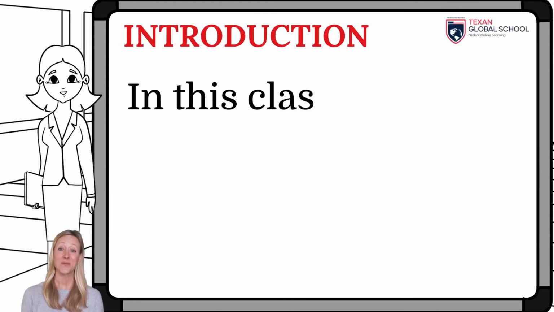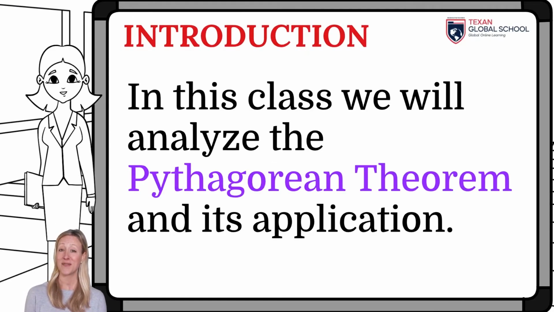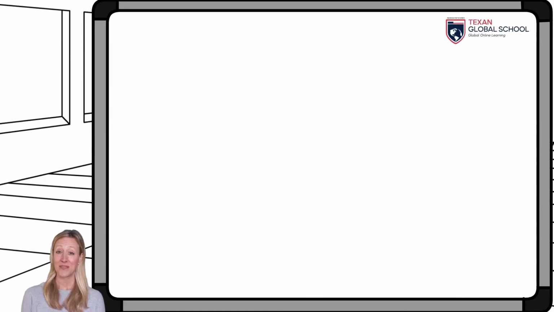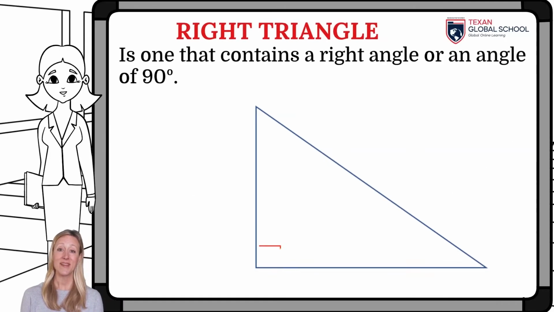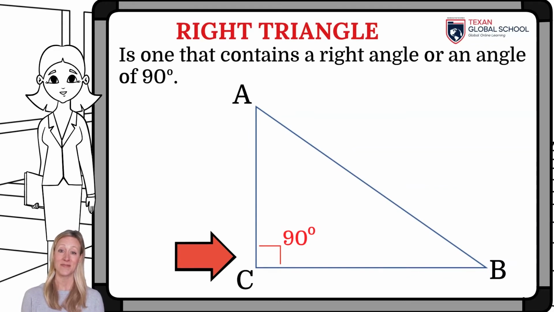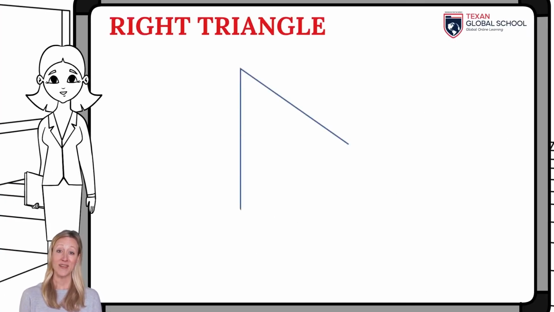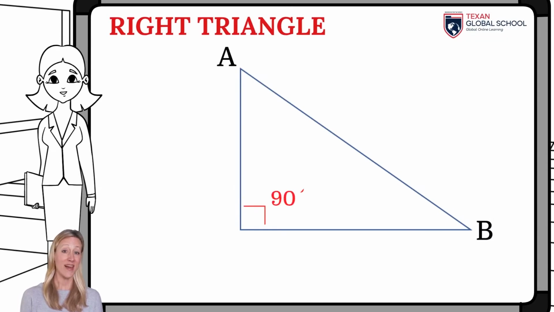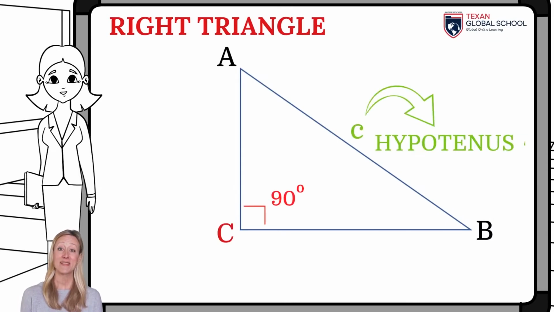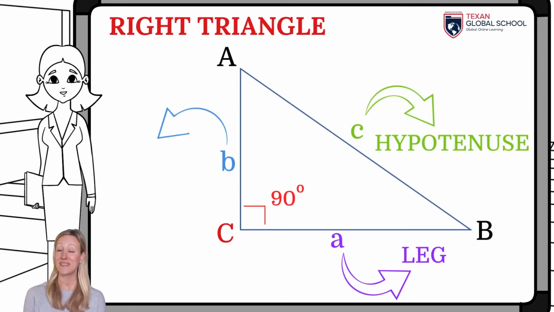In this class, we will analyze the Pythagorean theorem and its application. Recall from previous classes that a right triangle contains a right angle, or an angle of 90 degrees. According to the notation and terminology of triangles, the uppercase letters represent the angles and the lowercase letters the lengths of the sides. The elements used for the Pythagorean theorem identify the opposite side of the right angle as the hypotenuse, and the other two sides as the legs.